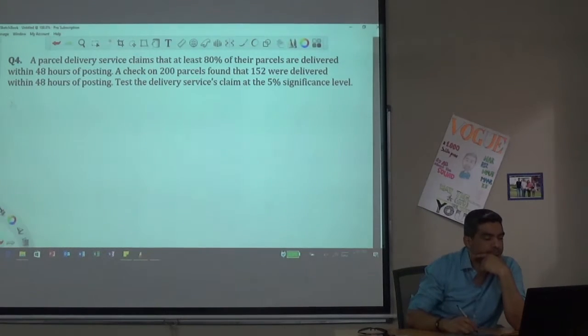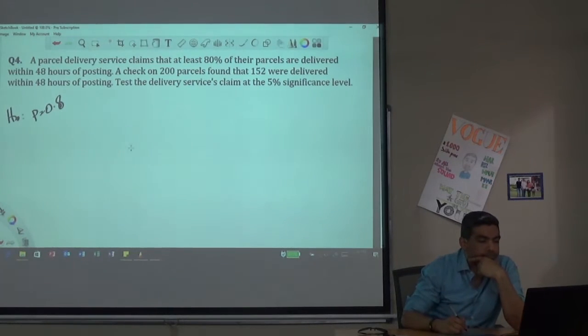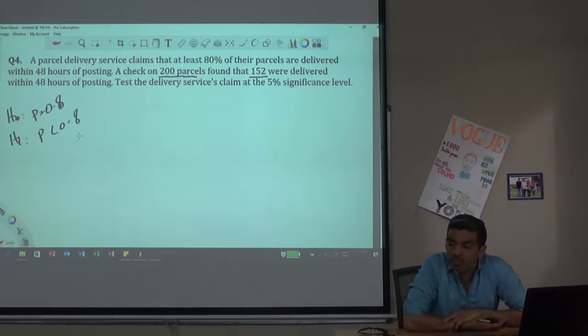So what's H naught here? Less than. See, this is what he claims and that's what you're testing. When you took a sample of 200 parcels, 152 were delivered. 152 is less than 80%. Because 80% of 200 is 160. It's less. Rejection region is on the left.